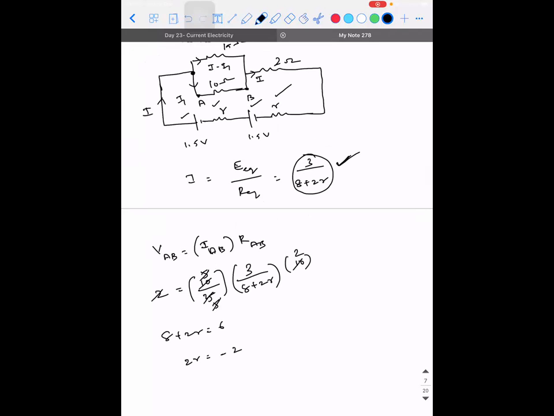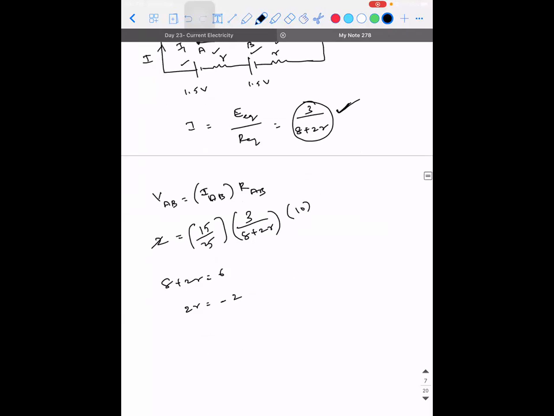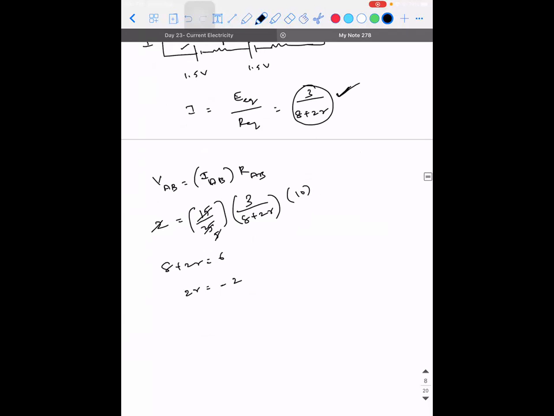Sir, the current must be 15 by 25, the inverse ratio. Oh, sorry, sir, 15 by 25. Yes, that's right. It should be 15 by 25 into RAB, which is 10. 3 times 5 times 2 times, 9, 18.